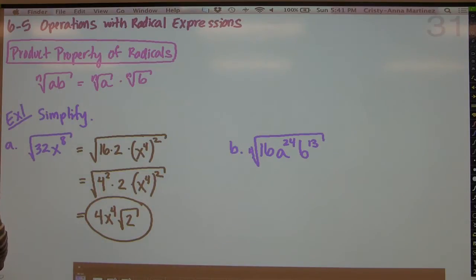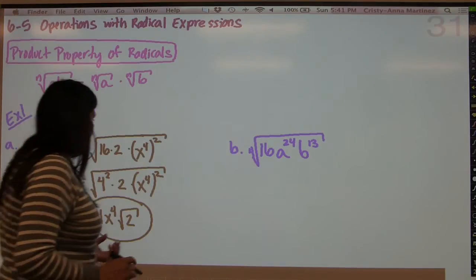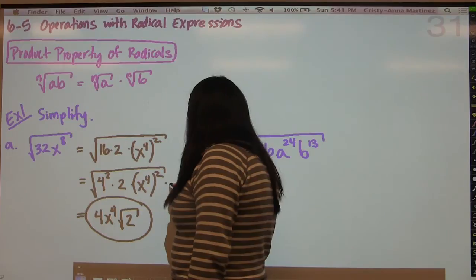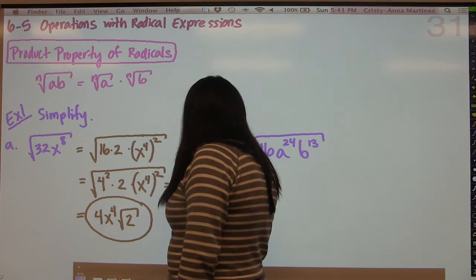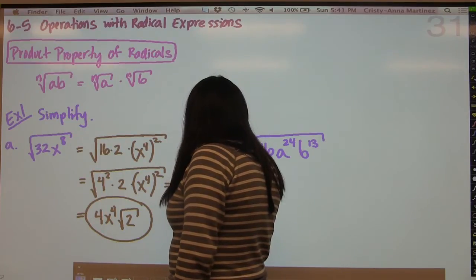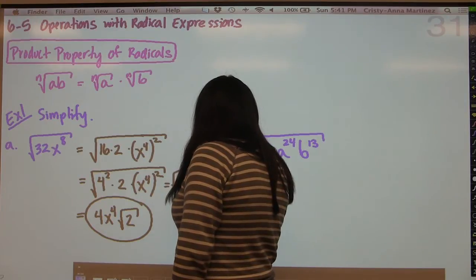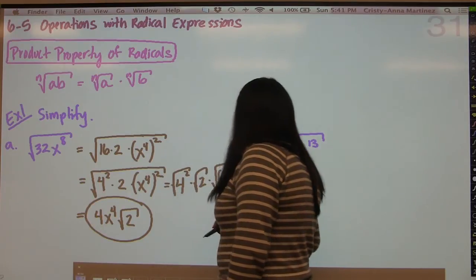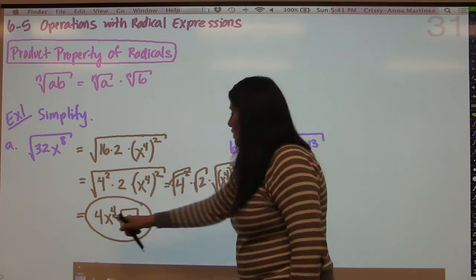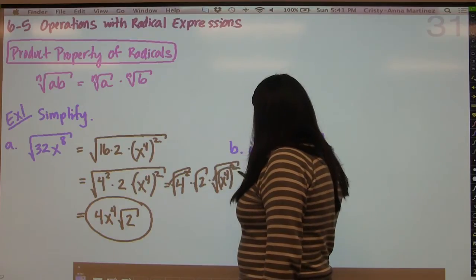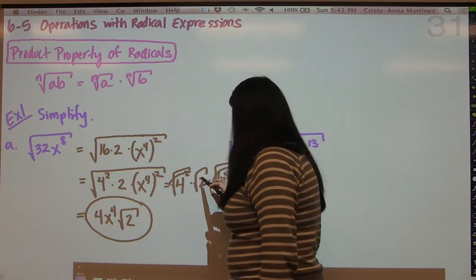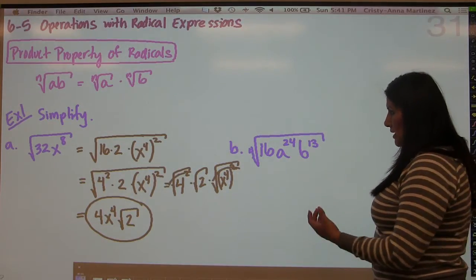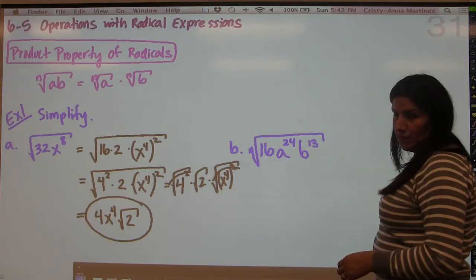By the way, if you want to see where I'm using the property here, I skipped that step, so I'm sorry. Basically I'm saying the square root of 4 squared times the square root of 2 times the square root of x to the 4th squared. So this one cancels and you get 4. The square root of x to the 4th squared cancels, you get x to the 4th, and this guy stays in the radical. That's how you get that. Just in case you were wondering where I use the property, there it is. I'll be more careful in part B to show you that step.